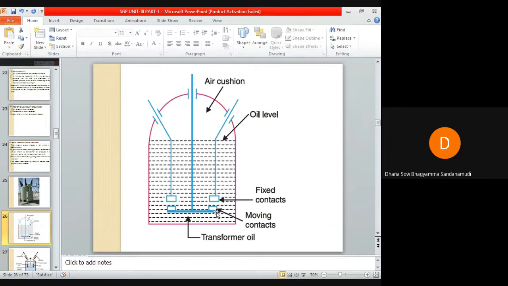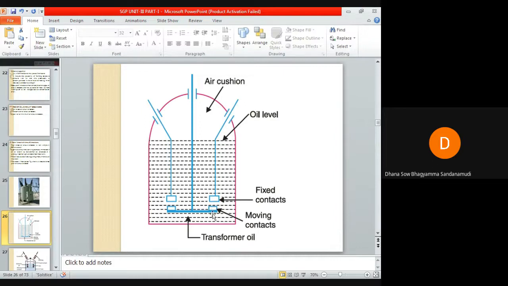If a fault occurs, or under normal operating condition also, if you want to use this circuit breaker as a switch, and the moving contact is moved away from the fixed contact, a severe arc will be struck between these two contacts. As the moving contact moves further away from the fixed contact, the length of the arc will increase, and due to the heat produced by the arc, it decomposes the oil which is in contact with the arc into gases.